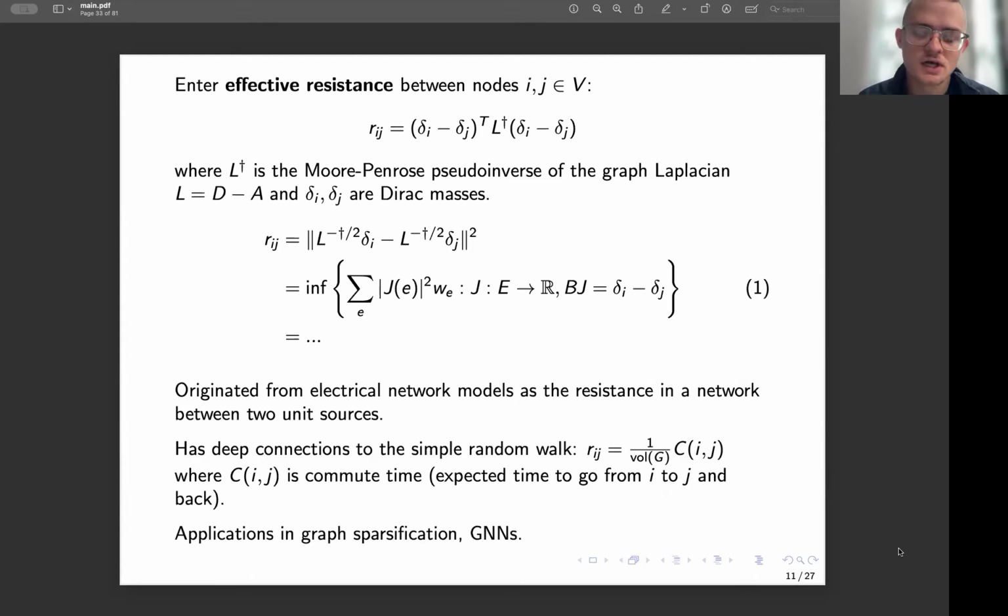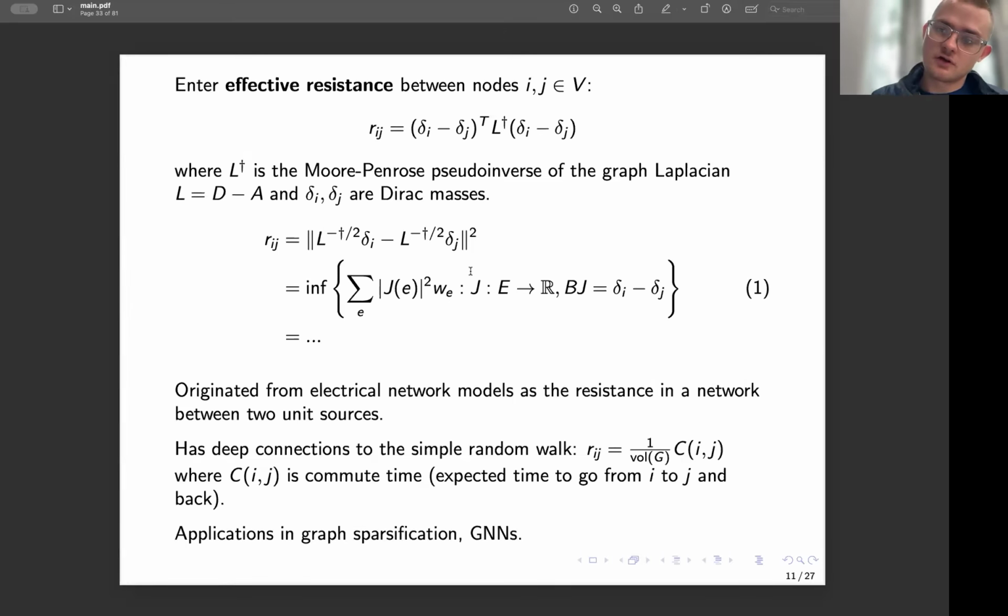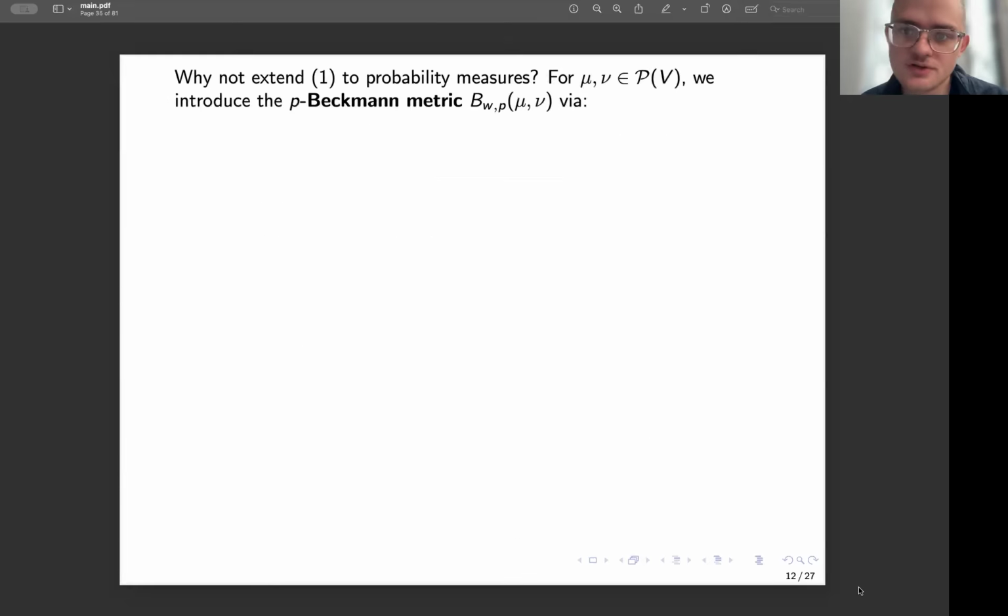In terms of the applications, this has been applied to graph sparsification, in particular edge sparsification of graphs. That's probably, in my opinion, its most heavily cited modern application of effective resistance, as well as to graph neural networks and the theory of graph neural networks and how they behave. So one random thought here is, why don't we just extend this to probability measures? In principle, we do have a minimum cost flow formulation of effective resistance. It's using a quadratic penalty. And over here, we have that the divergence constraint is that it's equal to the Dirac at I minus the Dirac at J. So why not just extend this to probability measures?